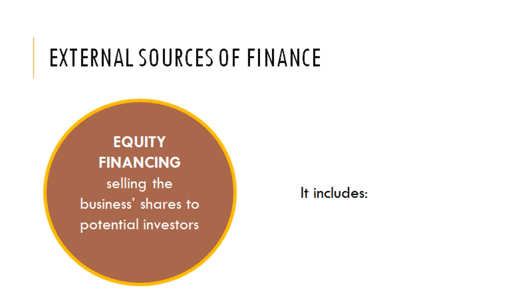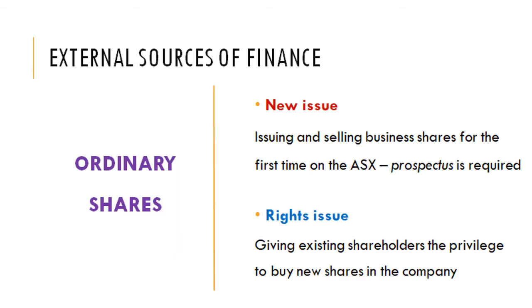Now this is looking at our next lot. So we looked at our debt financing. Now we're looking at equity financing. And this is selling the business's shares to potential investors, and we'll go through what they include. Now, when we're looking at shares, there's 4 different ways, I guess, that you can offer shares. The first one is new issue, issuing and selling shares for the first time on the stock exchange, and a prospectus is required. So a prospectus will tell your investors what they are going to get for this money that they're investing. Where is this money going to go, and how is it going to benefit them?